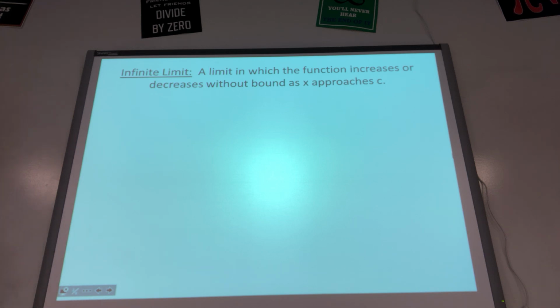A limit in which the function increases or decreases without bound, meaning it increases or decreases forever and ever as x approaches c. So you're still approaching a single x value, whatever c is, but instead of just going to a single y value, your function could be approaching positive infinity or negative infinity. So that's an infinite limit when your answer is one of the infinities.